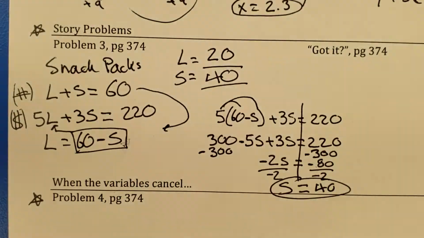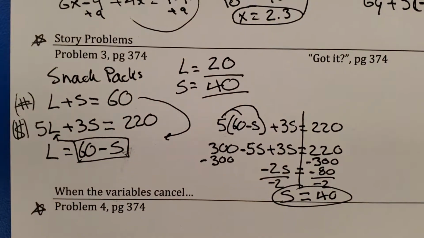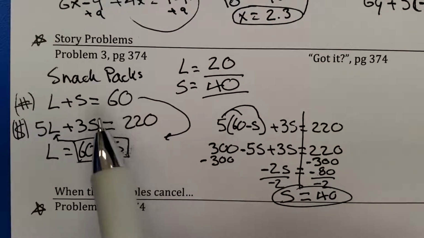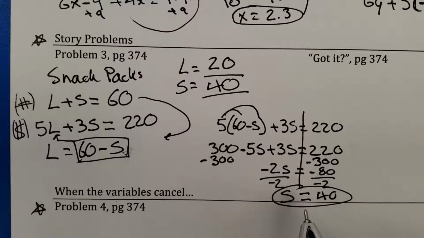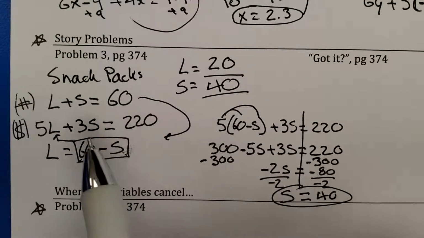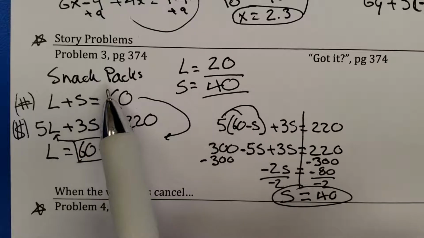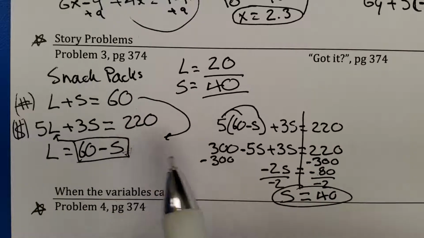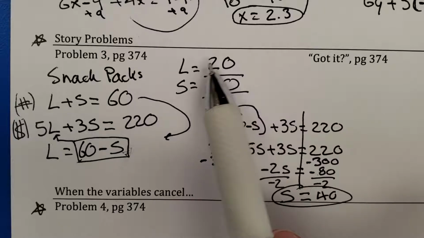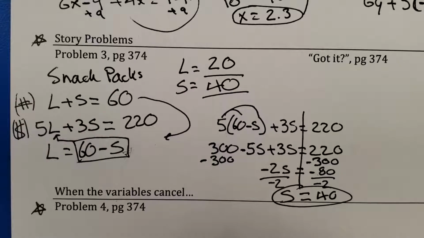We did it right. So again, setting these up is half the battle, but once you get a variable isolated, then you can solve. Now, it just happened to be that I found S first, but you can solve this for S, plug it back in, or solve for L first. It really doesn't matter because the final answers are going to be pretty easy to figure out regardless.